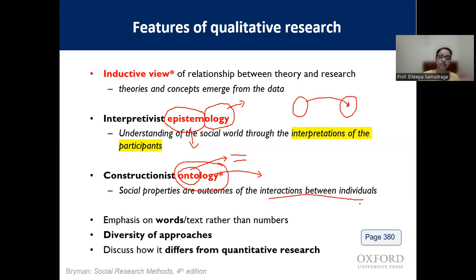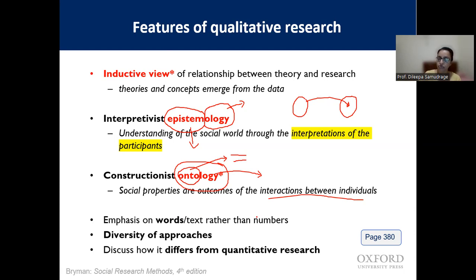Constructionist ontology means you have to study what exists, what the reality is. What is happening there? What is the real situation? That is what is explained by qualitative research. The other point is that you emphasize words rather than numbers. You explained that earlier. In qualitative research, you explain a particular situation using words, not numbers.